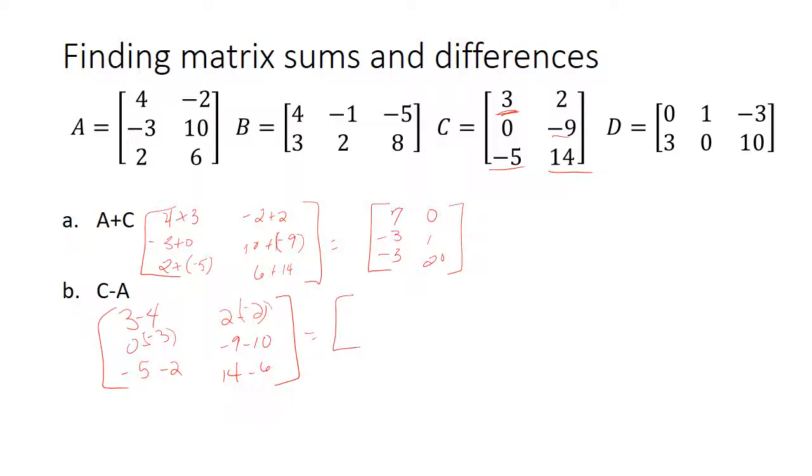So my answer then is going to be 3 minus 4, which is negative 1, 2 minus negative 2, which is 0. No, it isn't. It's 4. So it's really 2 plus 2. So that's 4. And then 0 minus negative 3 is going to give me negative 3. Negative 9 minus 10 will give me negative 19. Negative 5 minus 2 gives me negative 7. And 14 minus 6 is going to give me 8.